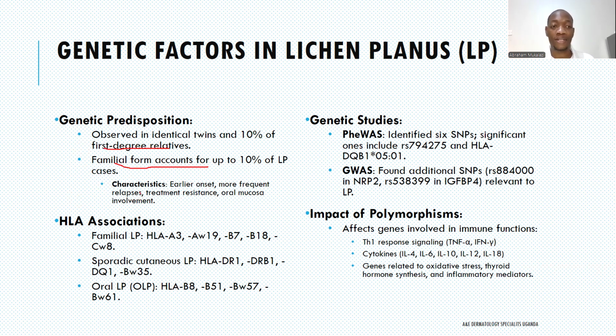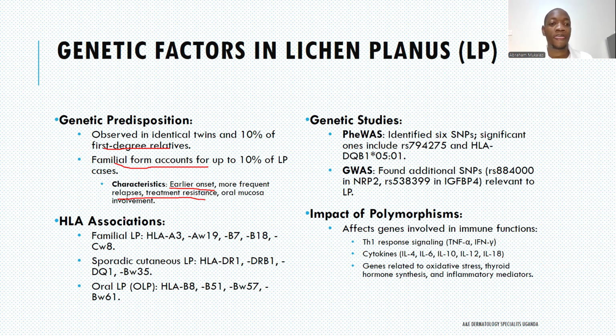And usually the familial form of lichen planus has a very early onset compared to the rest of the forms, and it has frequent relapses, and most times it's the one that is resistant to treatment. So if you're treating lichen planus and you're giving your conventional treatment and there's no major improvement, you may need to think and assess whether it is a familial type of lichen planus.